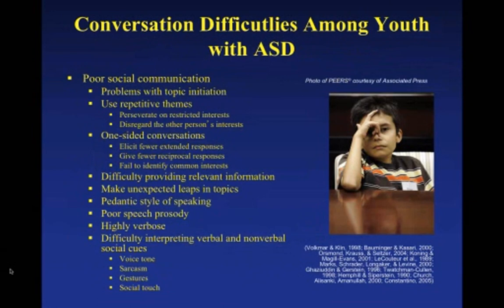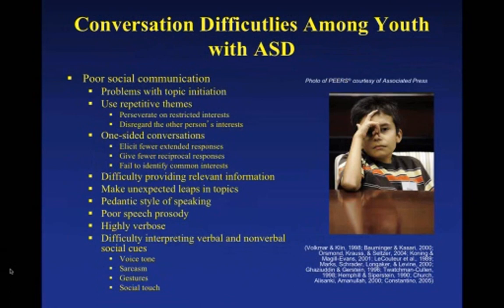Or on the other hand, if it is a topic that they're not that interested in, they might not give a lot of extended responses. The other person in the conversation might find it hard to get responses back if it's a topic that they are not very interested in. So this ends up having them not identify as many common interests with their peers, which is a key factor in developing friendships. Most of us are friends with people that we share some common interests with. So identifying those common interests is important in these social conversations.